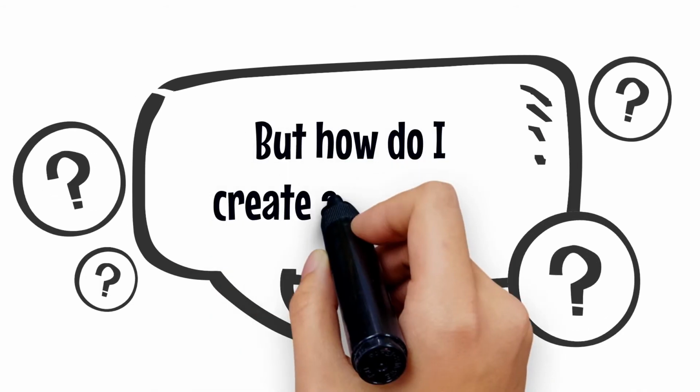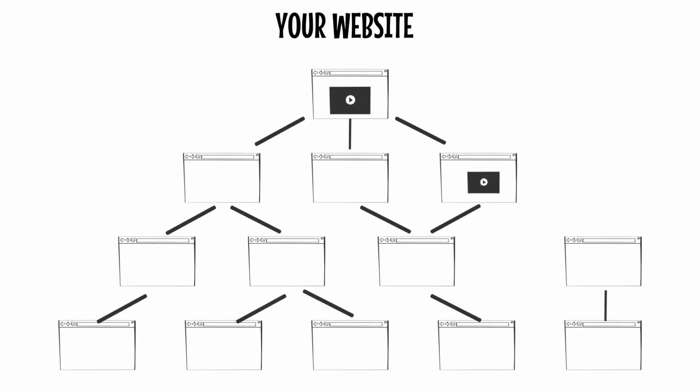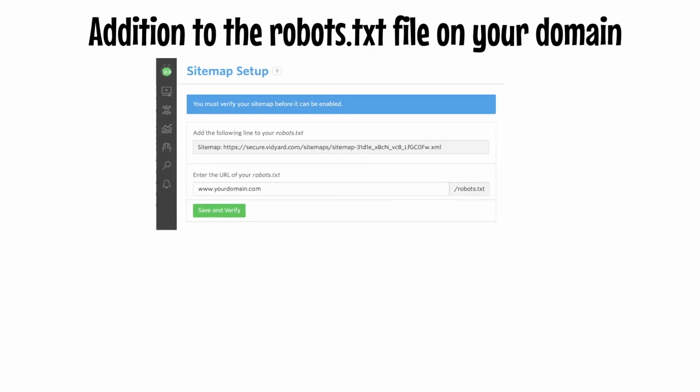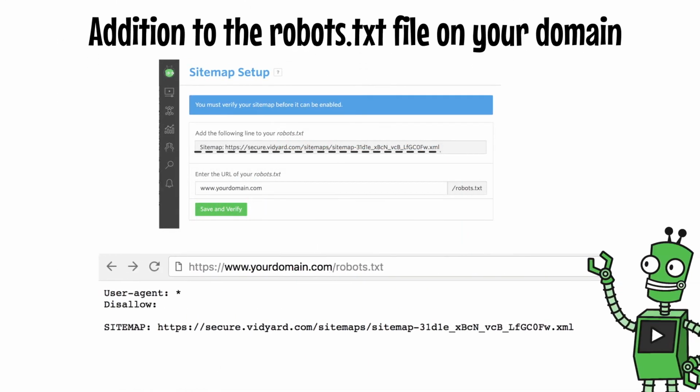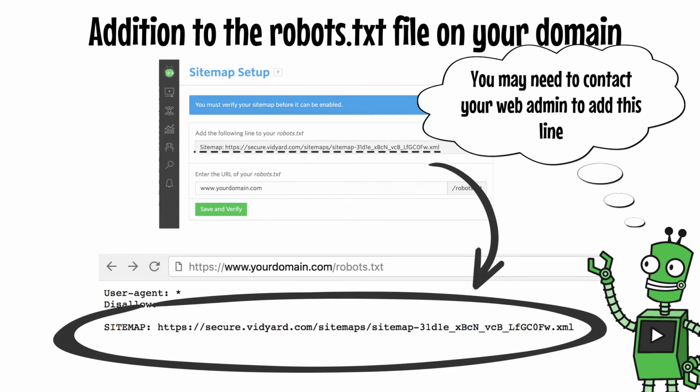In order to create a sitemap, you must perform the following tasks. First, you must place all of your Vidyard players onto your website. Then, once they are in place, you or your web admin must copy and paste the XML link from the sitemap page into your robots text file. This is a file that search engines first check to find out what pages they should and should not be crawling when indexing.